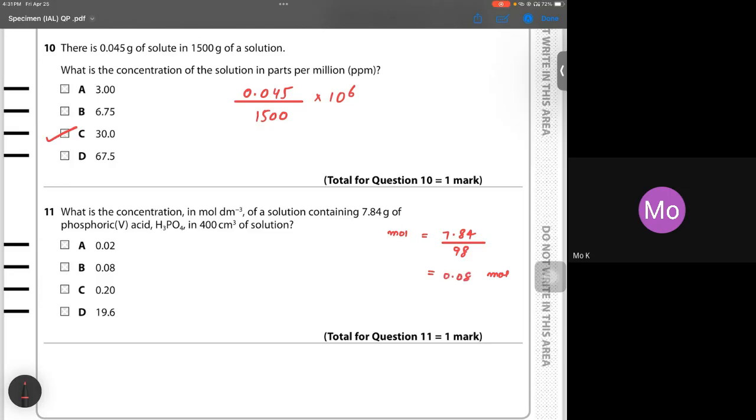0.08 mole divided by 400 into 10 raised to the power minus 3, because I have converted cm cube into decimeter cube. Then you would be solving it, and you would be getting the final answer, 0.2. So C is your correct option. Okay. Good.